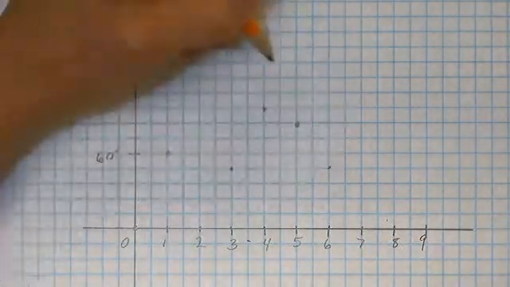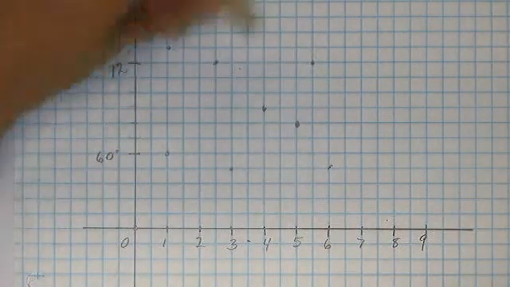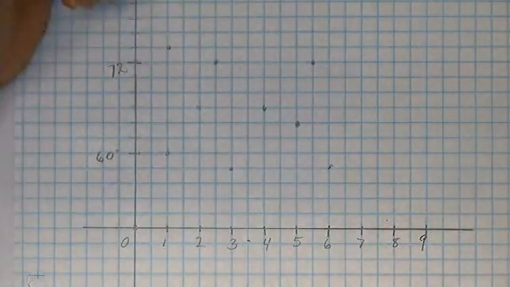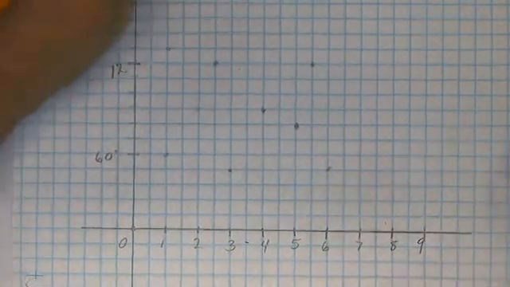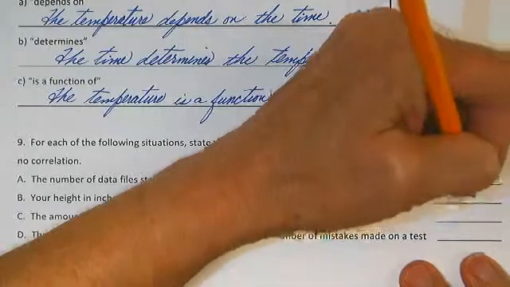Is there any relationship between your height and your phone number? There is not. This is completely random. There is no correlation. No correlation.